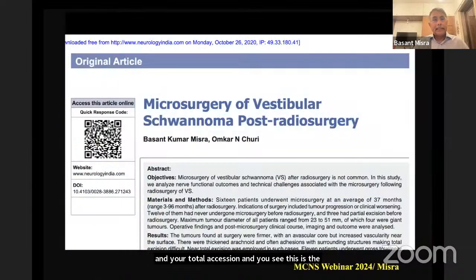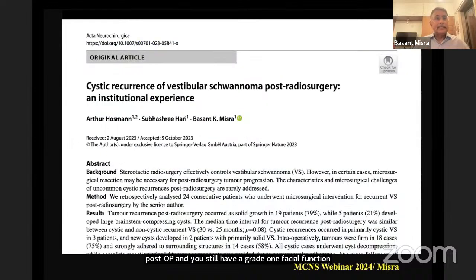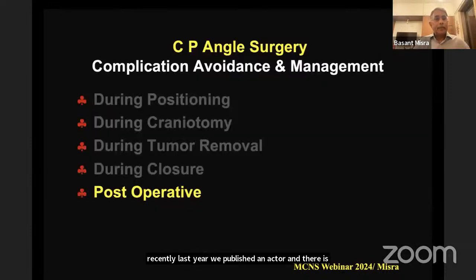So we published that earlier, 16 cases, and then recently last year we published in Acta, and there is this increased predilection of cystic recurrence in this type of tumors.